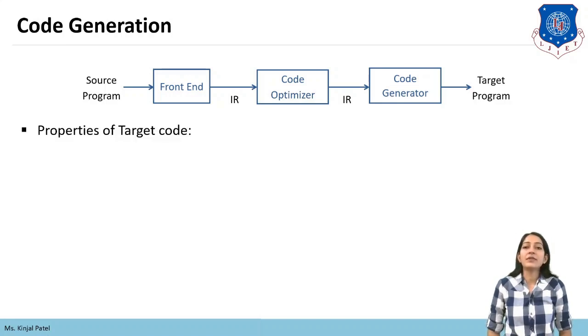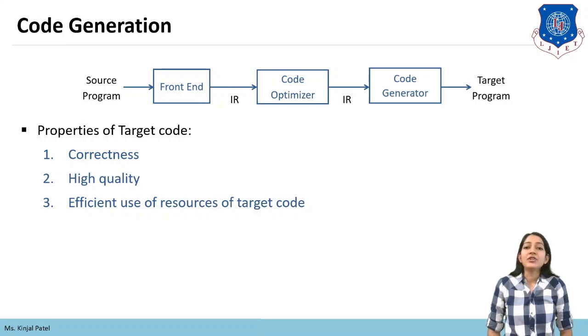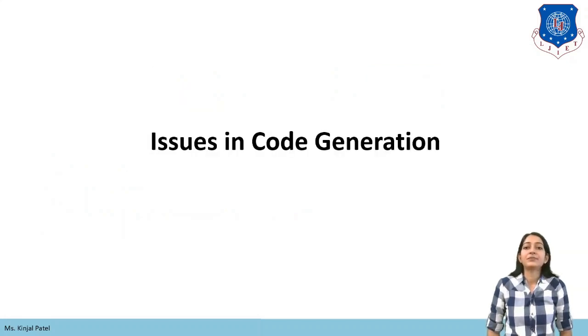So, properties of target code. Target code should be correct, then it should have high quality, then efficient use of resources of the target code should be done, then quick code generation should be done, meaning code generation should be efficient. Now the next topic is issues in code generation.